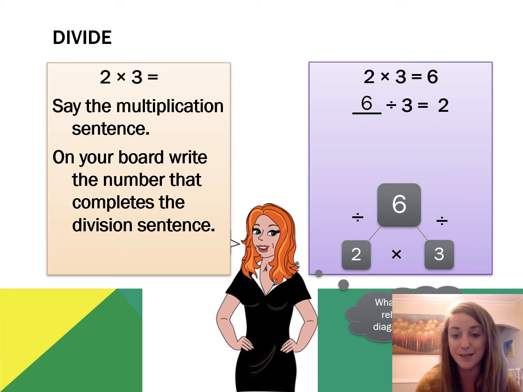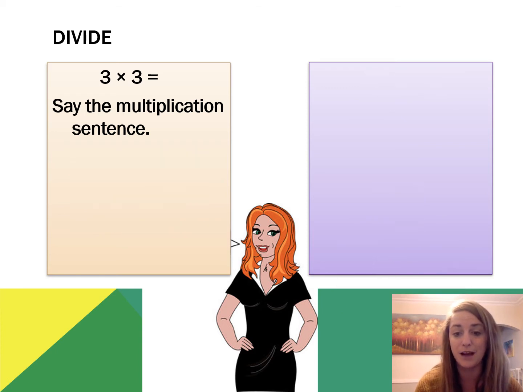We can use this number bond to look at this as well. What does the relationship of the diagram mean? Well, I see 2 times 3 and 3 times 2. Both would equal 6. I also see 6 divided by 2 and 6 divided by 3. They would both be the opposite number. Let's look again.